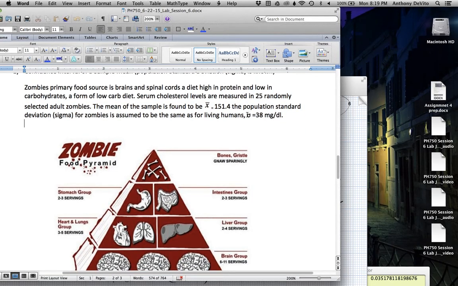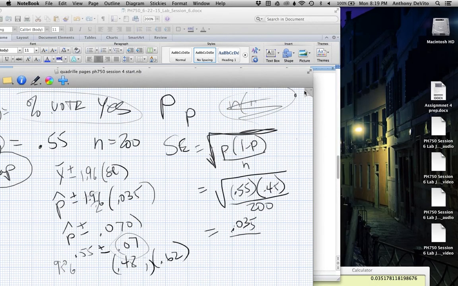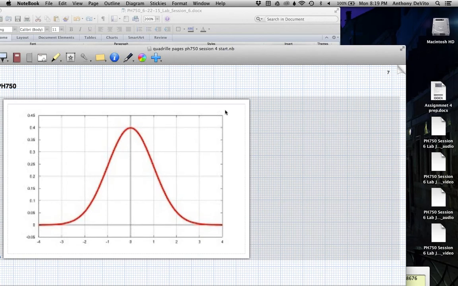Okay, so at any rate, let's take a look at how we would solve this. The only reason we could use the z-score, use 1.96 now, is because we know the population standard deviation. Okay, so let's solve this. The 99% confidence interval for zombie cholesterol. Okay, so let me get this out of the way.